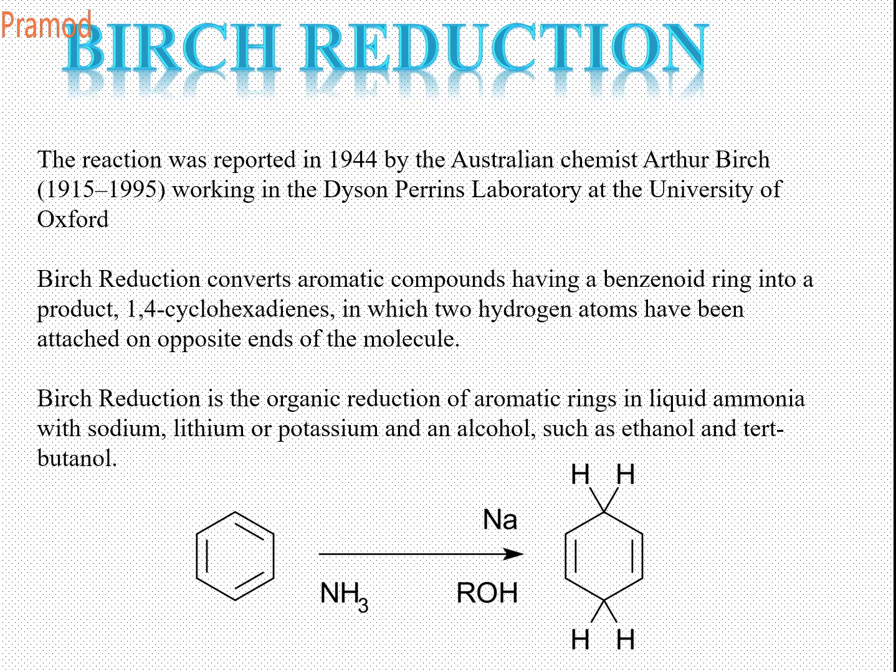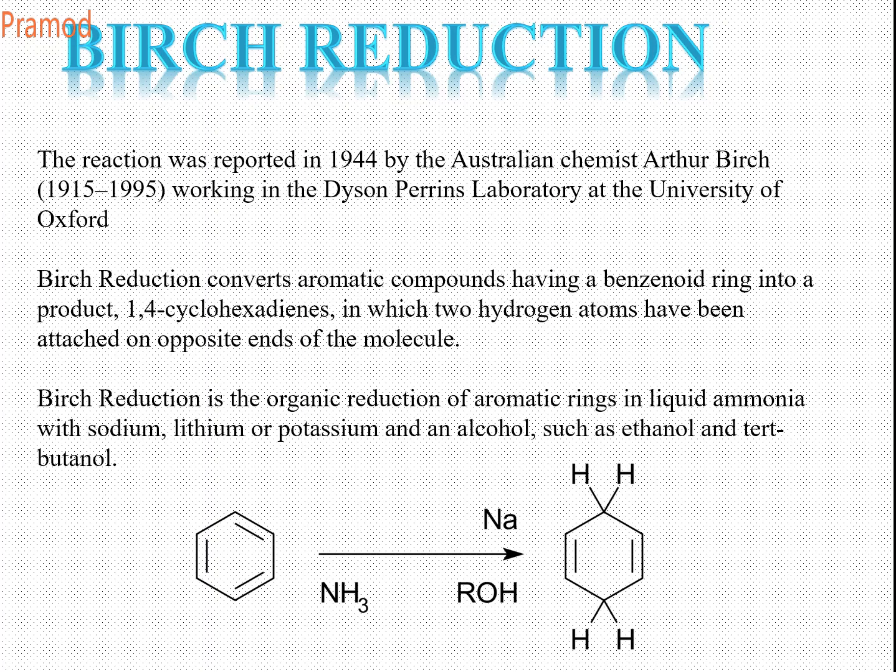aromatic compounds having a benzenoid ring. What do you mean by benzenoid ring? Conjugated double bonds, cyclic double bonds. Okay, aromatic, a benzenoid ring. So the criterion is very much that it should be a benzenoid ring, converted into its corresponding 1,4-cyclohexadiene, in which two hydrogen atoms have been attached on the opposite ends of the molecule.